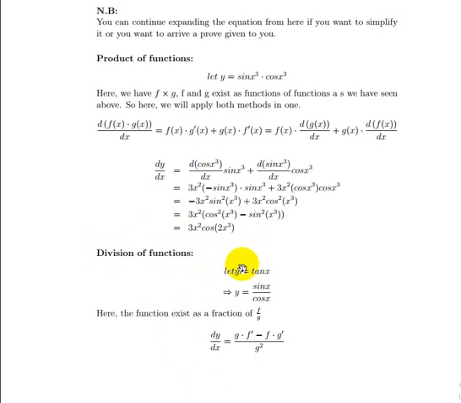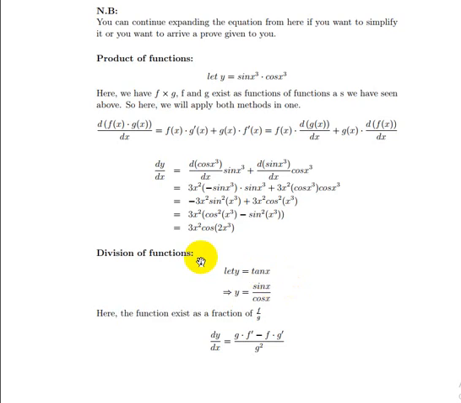Now, division of function. The division of function will be used in order to prove that dy all over dx is sec squared x. Initially, one of the formulae that I told you to memorize was the d of tan x with respect to x equals sec squared x. Now, here we are going to prove the formula d of tan x equals sec squared x. So we first start by letting y equals tan x. When you let y equals tan x, you know by trigonometry, as we have seen in the last tutorial, that tan x equals sin x over cos x.